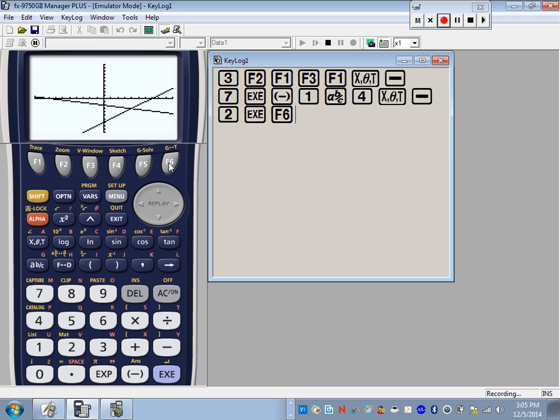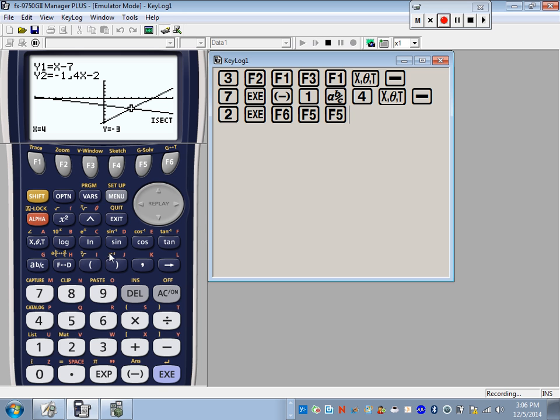Now on the Casio, you get the same line. On the Casio, in order to get our answer, we're actually going to hit F5 for G-Solve, and then you see you have intersection here, so hit F5 again, and it just pops the answer right on the screen. So in that respect, the Casio is a little bit easier. Okay, but that's how you graph with that.